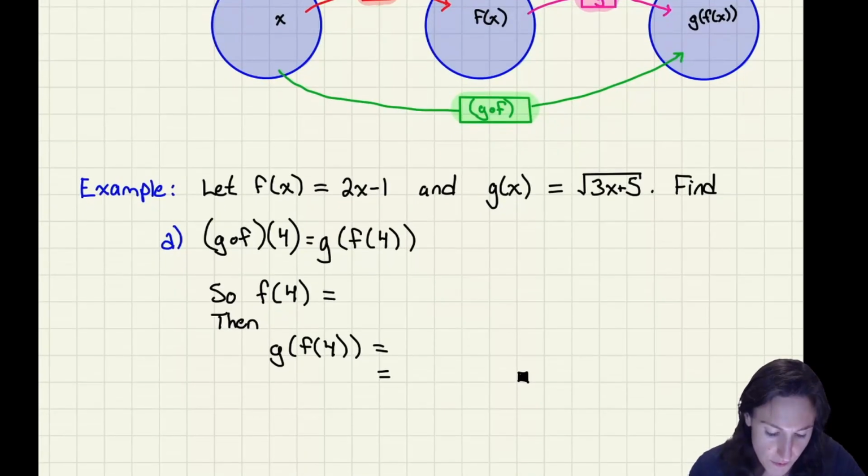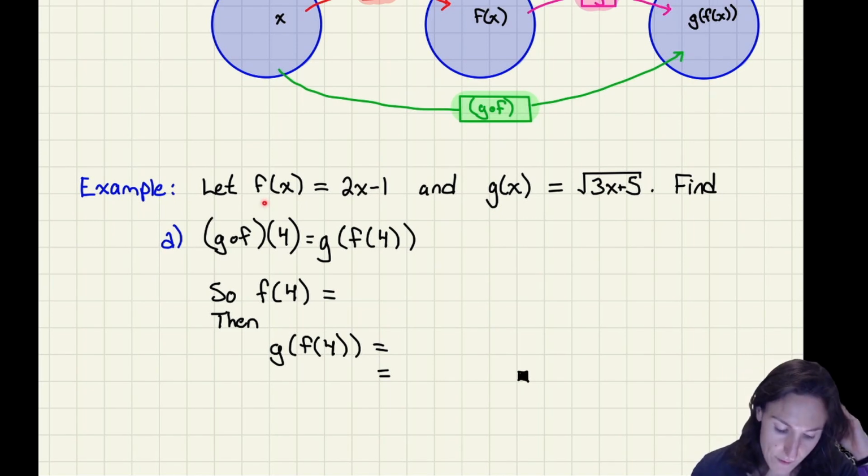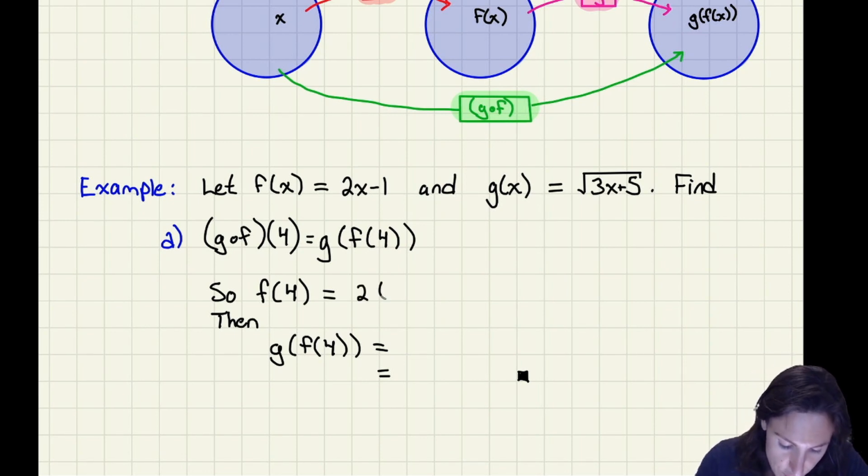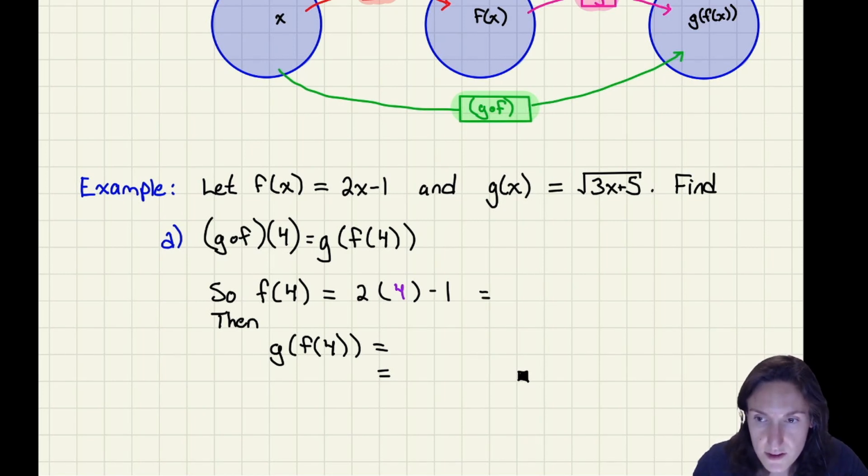Okay, so let's do a few examples. So let's first say that we have f of x is equal to 2x minus 1, and say we have g of x is equal to the square root of 3x plus 5. And we want to find g of f when the x we want is 4. Okay, so if you don't like this notation, it just means this. So the first thing that we need is this f of 4. Well, what does f of 4 mean? Well, f of 4 means that we would have our 2x minus 1, but the x I'm interested in is 4. Okay, so this is just going to be equal to 8 minus 1. This is just 7.